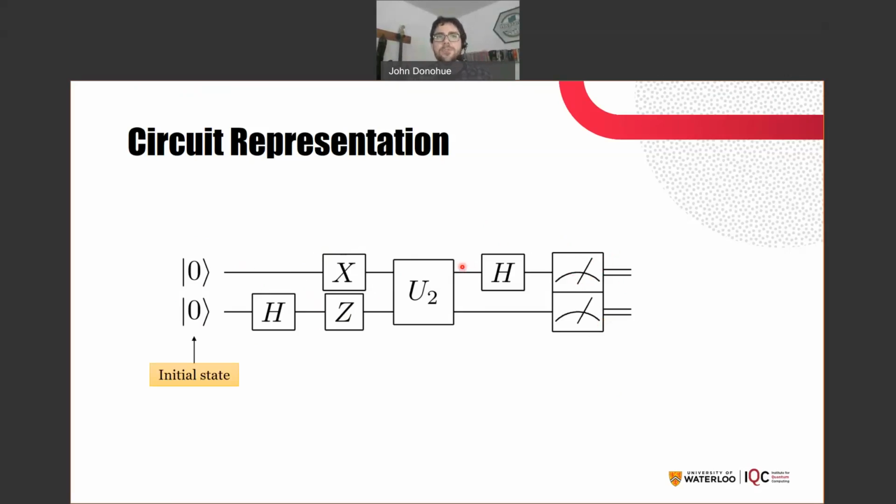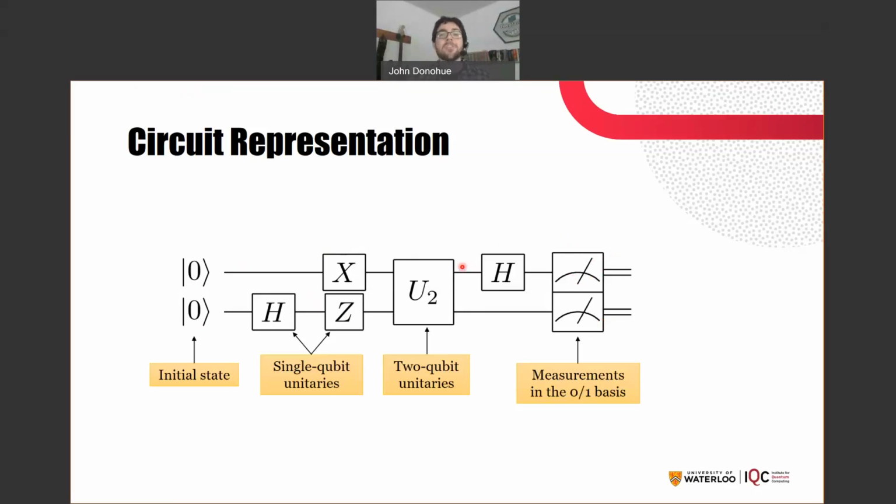Okay, so we have an initial state, single qubit unitaries, 2-qubit unitaries, and measurements in the 0, 1 basis, and we're going to write that down like a circuit. This is one way to write down the order in which different gates happen. At the end of the day, we end up with classical data. When we deal with these quantum circuits, we're encoding classical data. We're setting up our state as some string of 0s and 1s. And at the output, we're getting classical data.